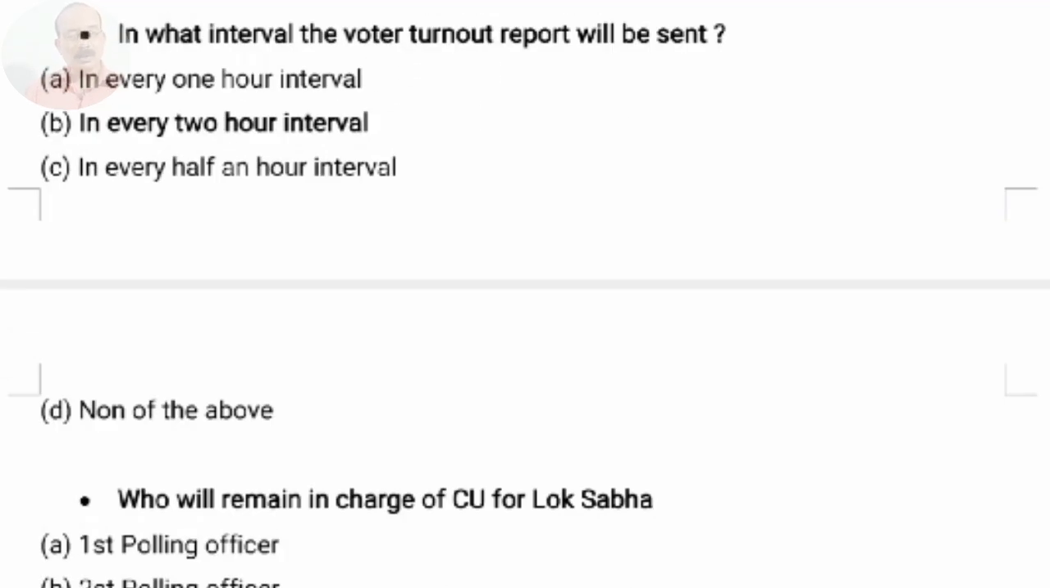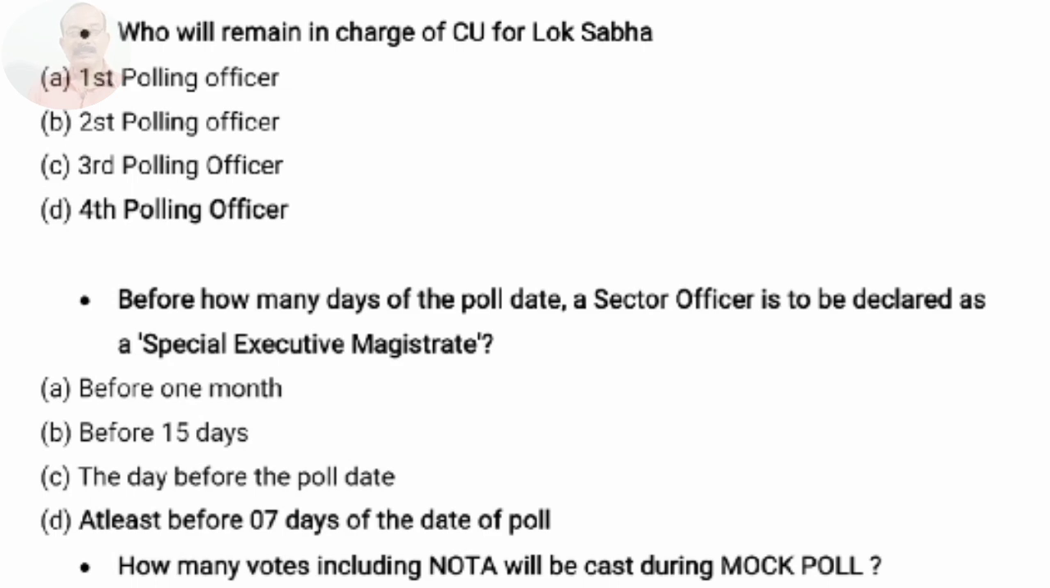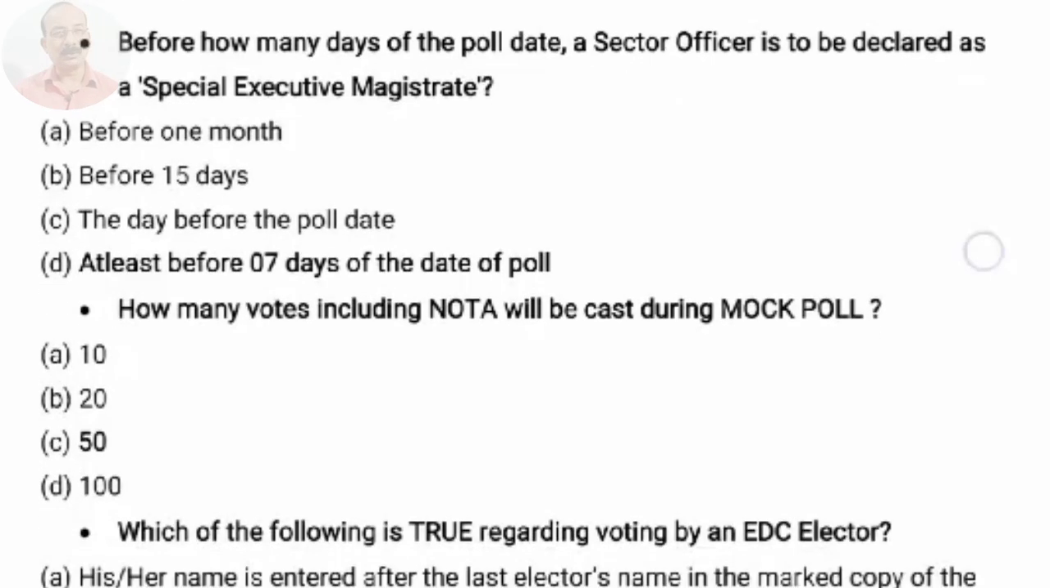At what interval will the voter turnout report be sent? Option B, every 2 hours. Who will remain in charge of a control unit for Lok Sabha? Option D, fourth polling officer.